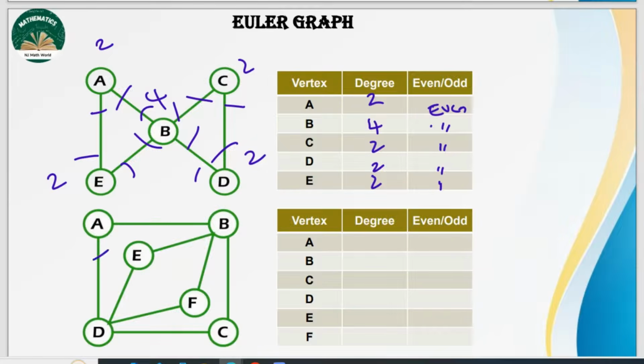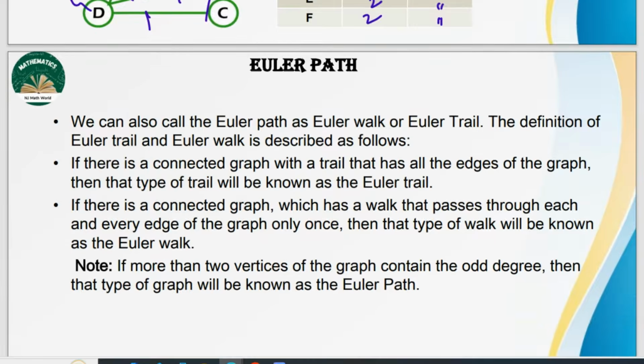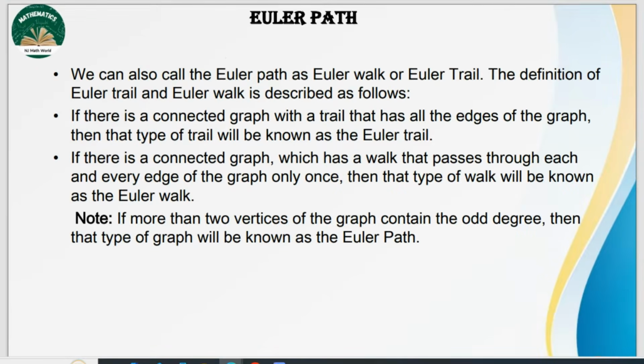The next one: A has 1, 2, B has 1, 2, 3, 4, C has 1, 2, D has 1, 2, 3, 4, E has 1, 2, and F has 1, 2. So A is 2, B is 4, C is 2, D is 4, E is 2, and F is 2. So all are even, therefore it is also an Euler graph. An Euler graph is one where every vertex has an even degree.